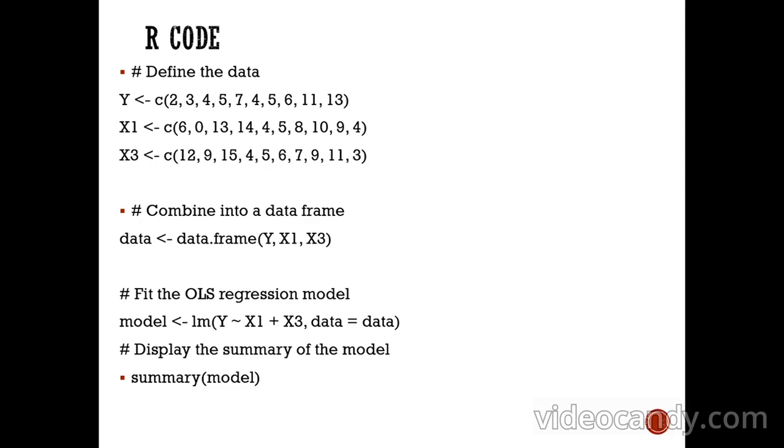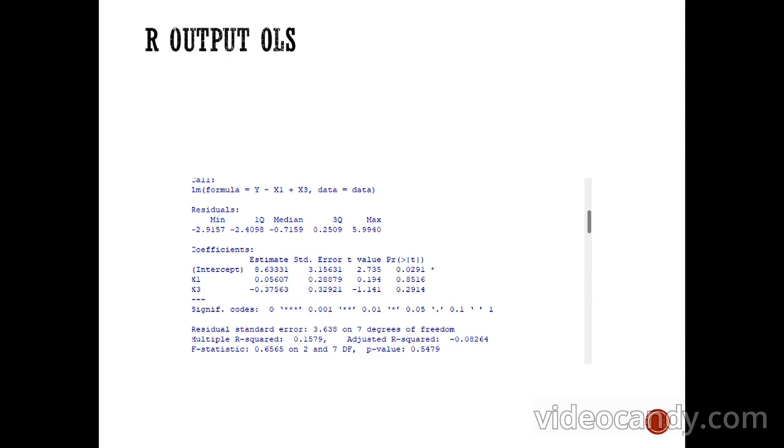Now using software, we are using R. So y is equal to 2, 3, we code it. This is code for R. Then we combine the data to form a data frame, and that's a command. Then we fit the OLS regression model, and we use lm as a function. Then y regressed on x1 plus x3, because I used x3 there, then data equals data. Then we display the model with summary. Now this is what the output looks like.